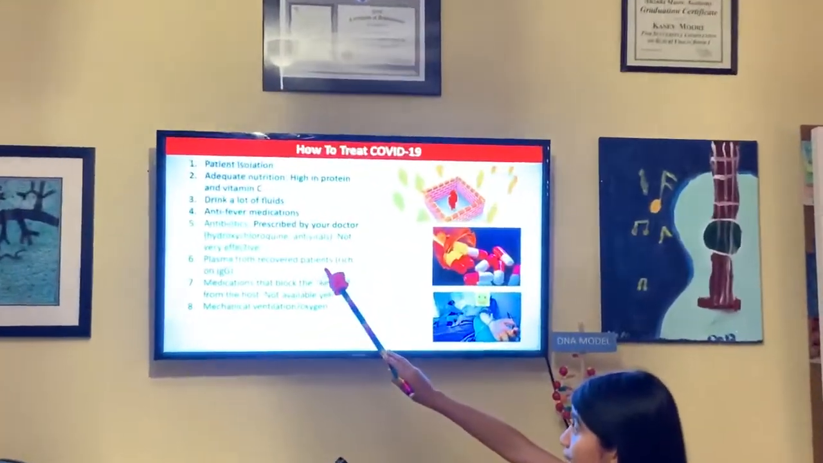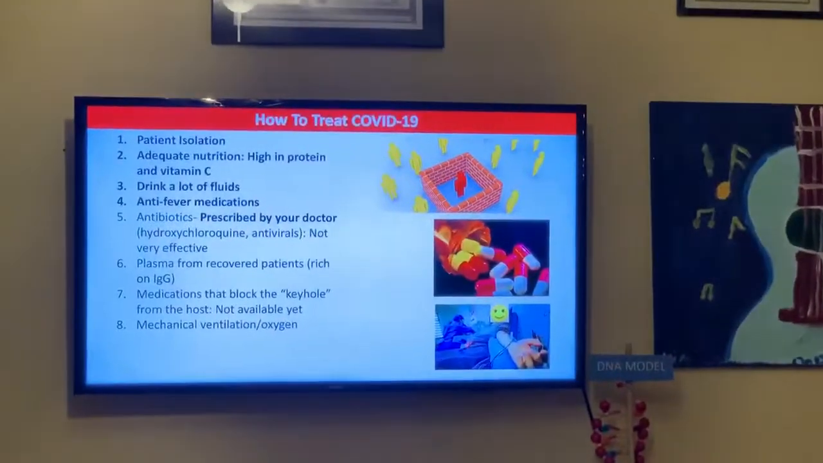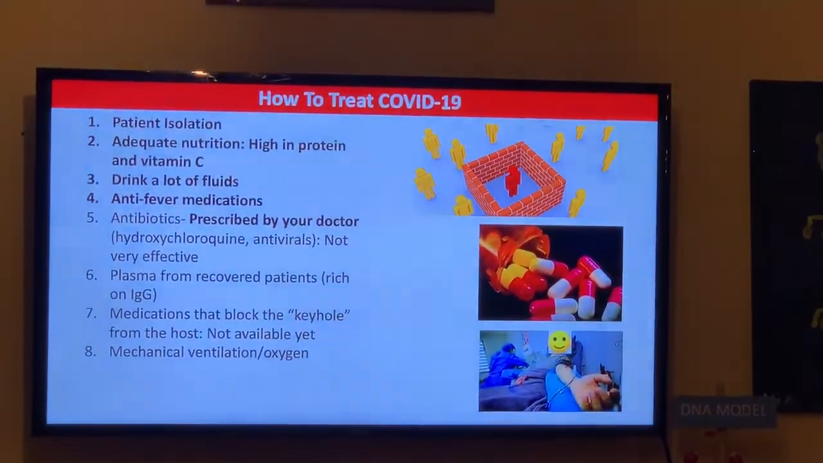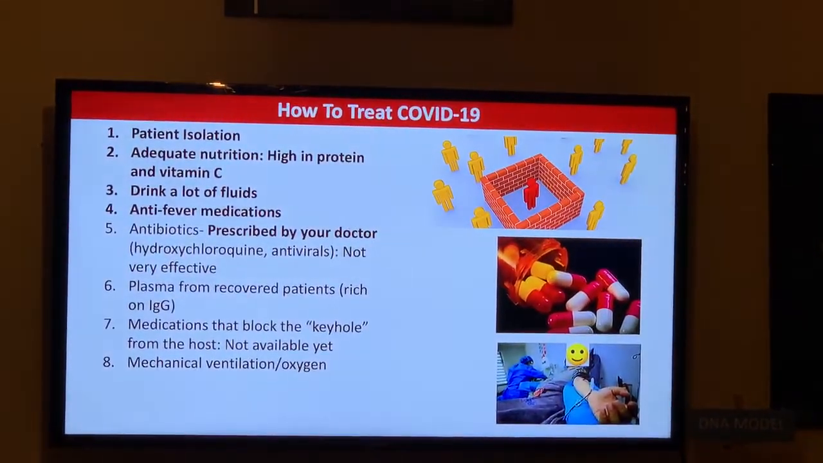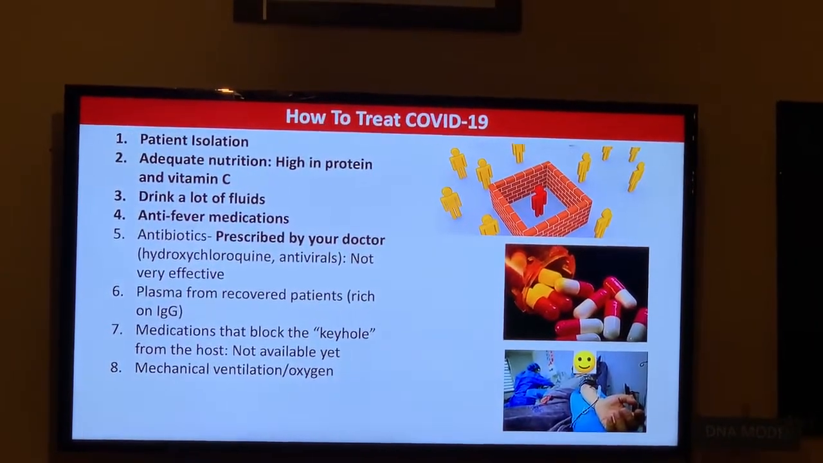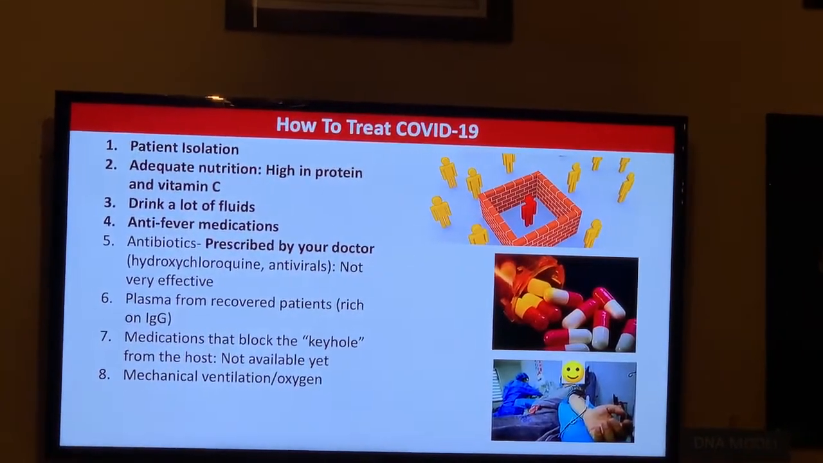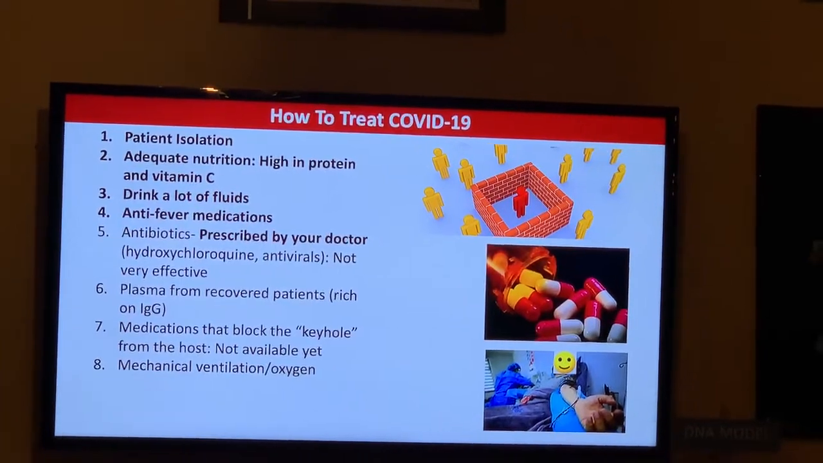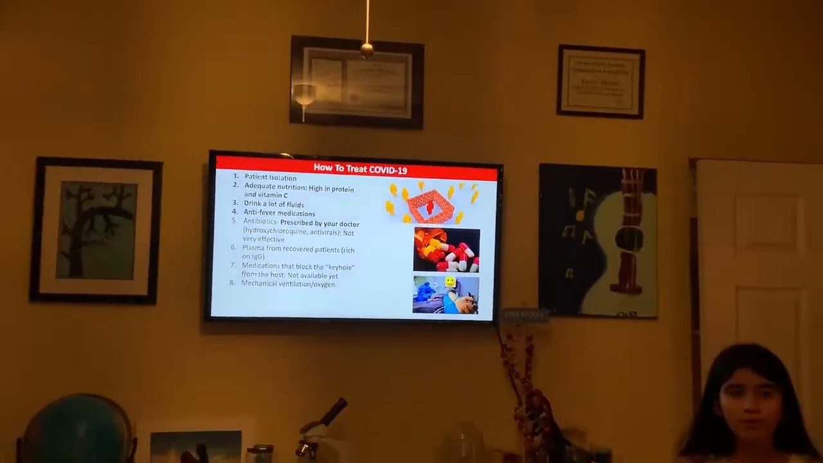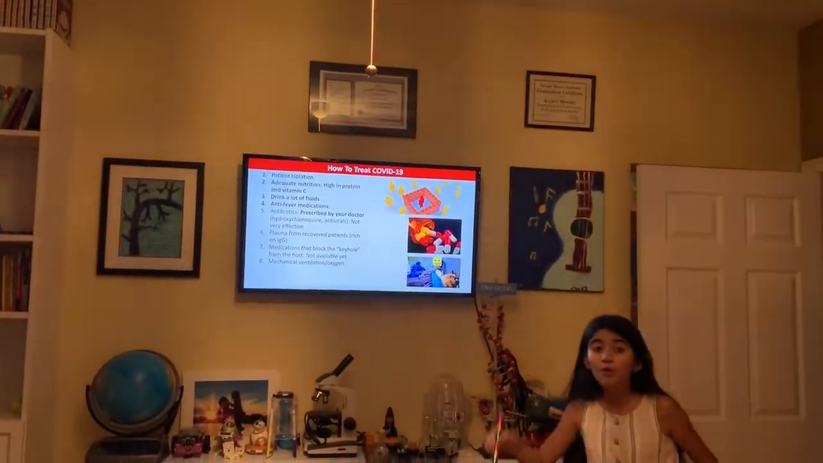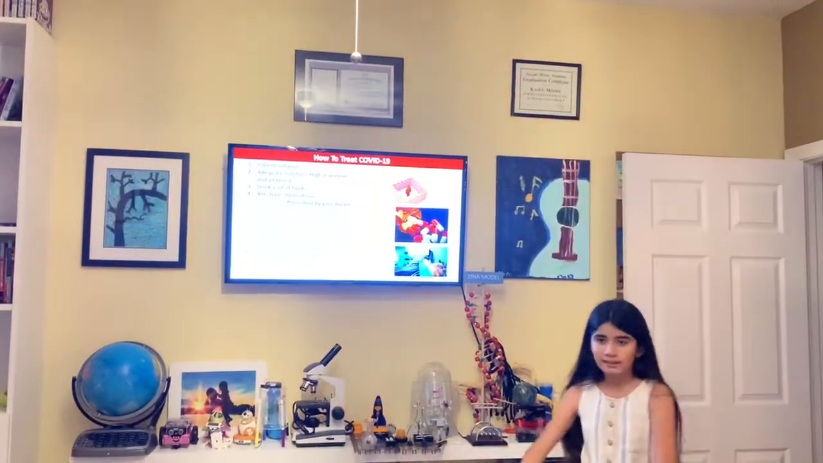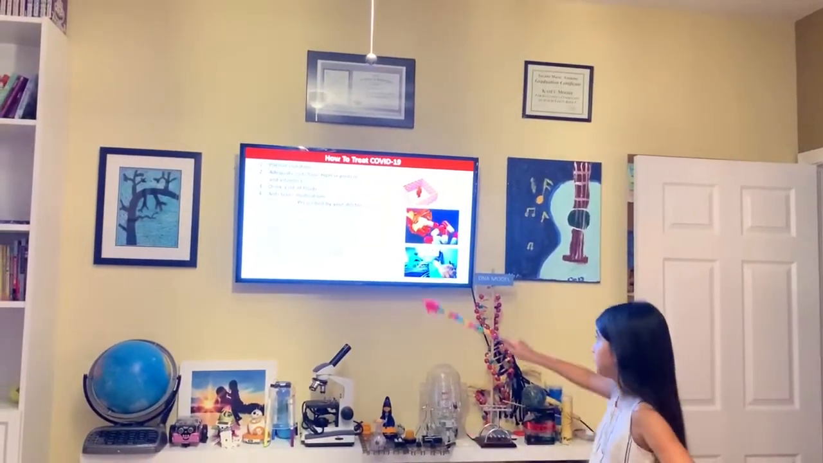Plasma from recovered patients. This is because when you have the blood with all the warriors already, with the weapons, and you give it to a person that currently has it, now the body will know the weapons and can fight the virus easily. So that's what this person is getting.